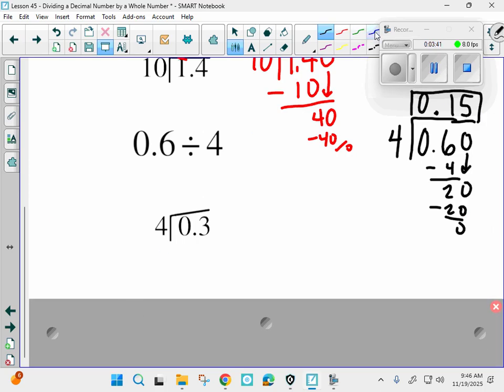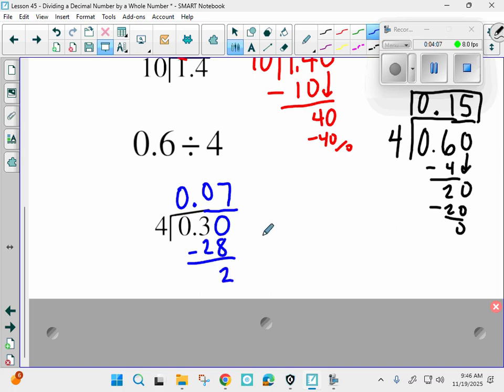All right, now I'm doing 4 into 0.3. So 4 goes in 0 times. The decimal moves straight up here. Now I'm looking for 4 into 3. 4 does not go into 3, so I need a 0 above the 3. But I add a 0 here. So now I'm doing 4 into 30. And 4 goes into 30 7 times. 7 times 4 is 28. And then 30 minus 28 is 2.